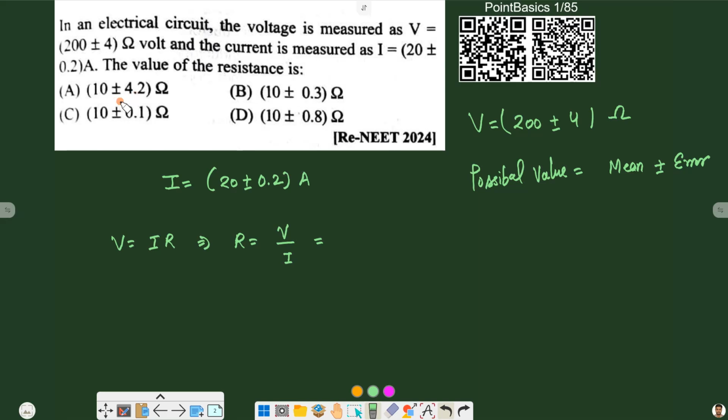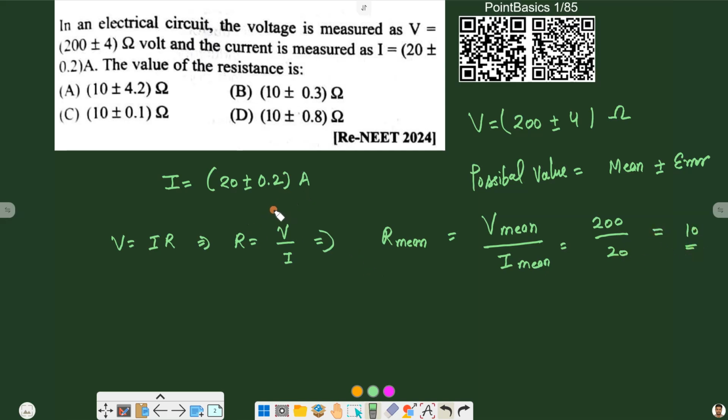Now here, if you can see in the answer, we will have two values for R. One is mean value and then second is the error value. So first we will find mean value. So R mean will be given by V mean by I mean. V mean is 200 and mean value of I is 20. So mean value of R is 10.